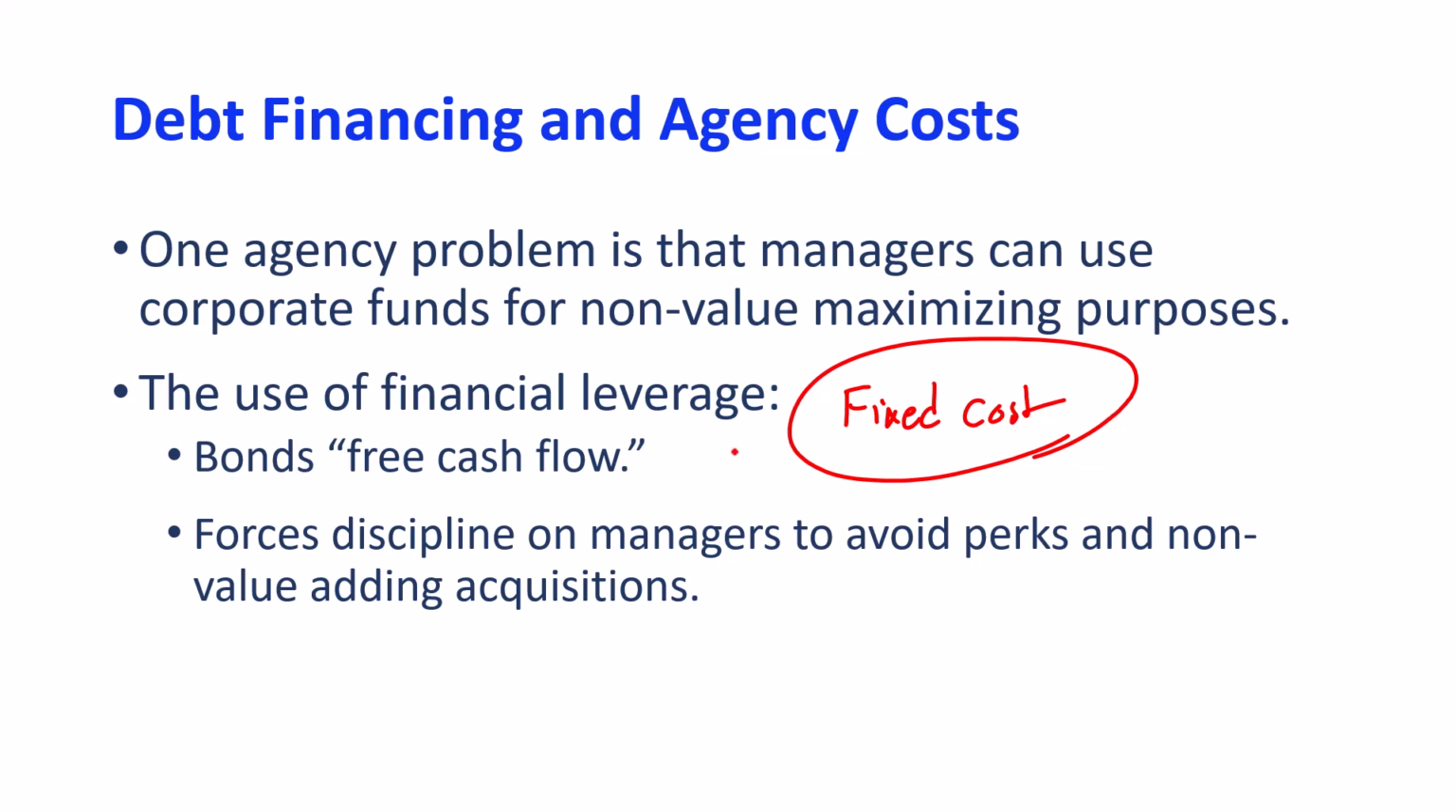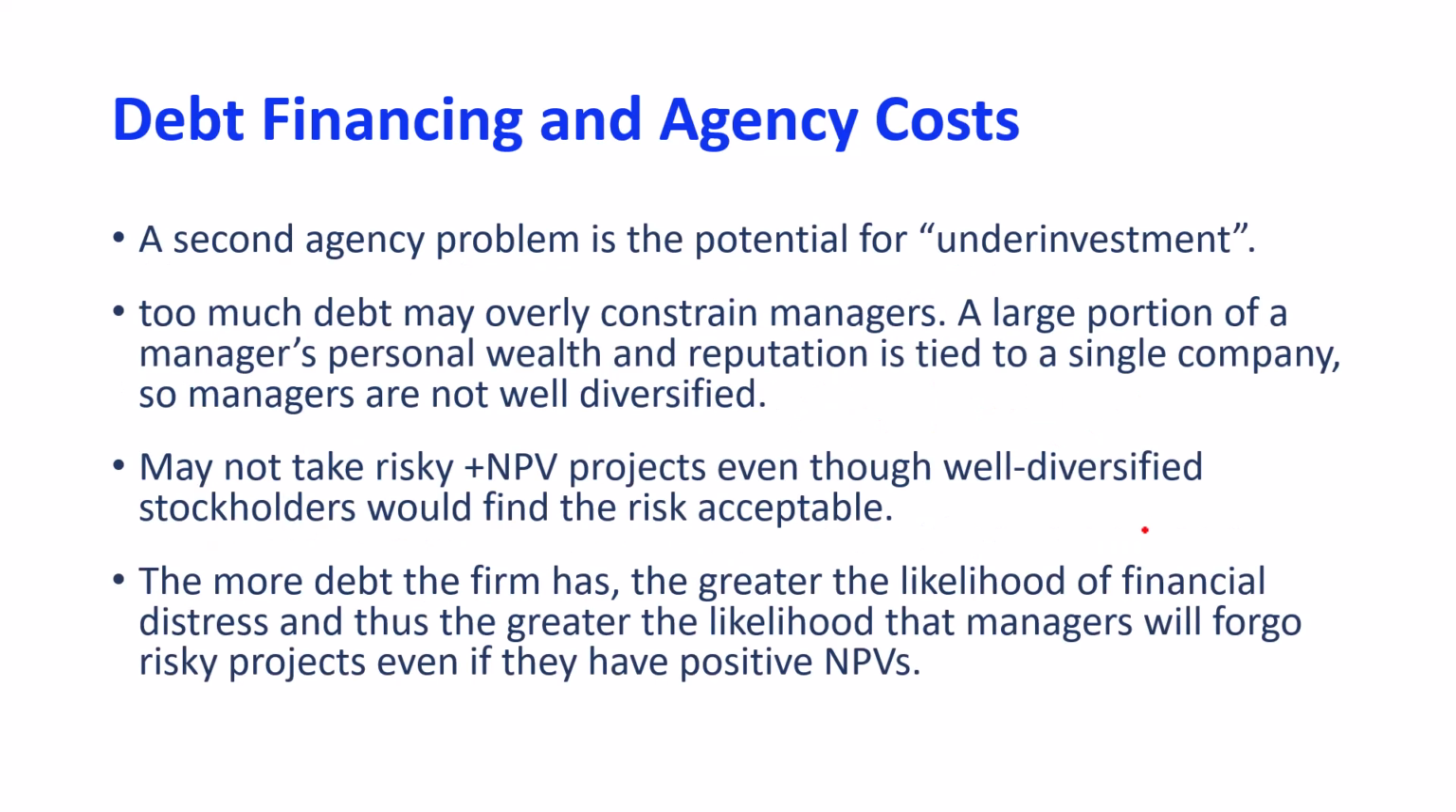In other words, this financial leverage bonds the free cash flows of the company, which forces discipline on managers to avoid perks and non-value adding acquisitions. This is one side of the agency problem. The other side of the agency problem deals with the potential for underinvestment. If the firm is highly levered, if they have too much debt, it may overly constrain managers.